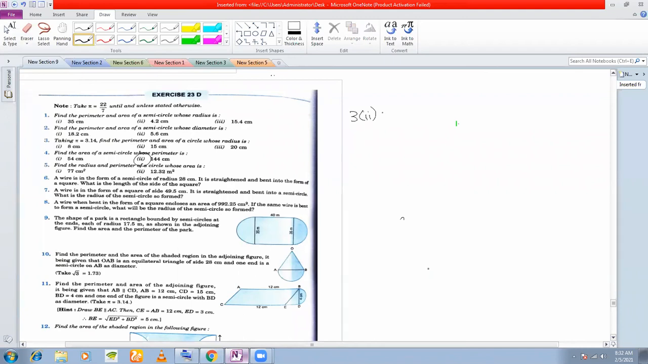Okay, so this is just the same. Perimeter of the circle is given to you, or the circumference of the semicircle is given to you. Perimeter of the semicircle is given to you as 144.